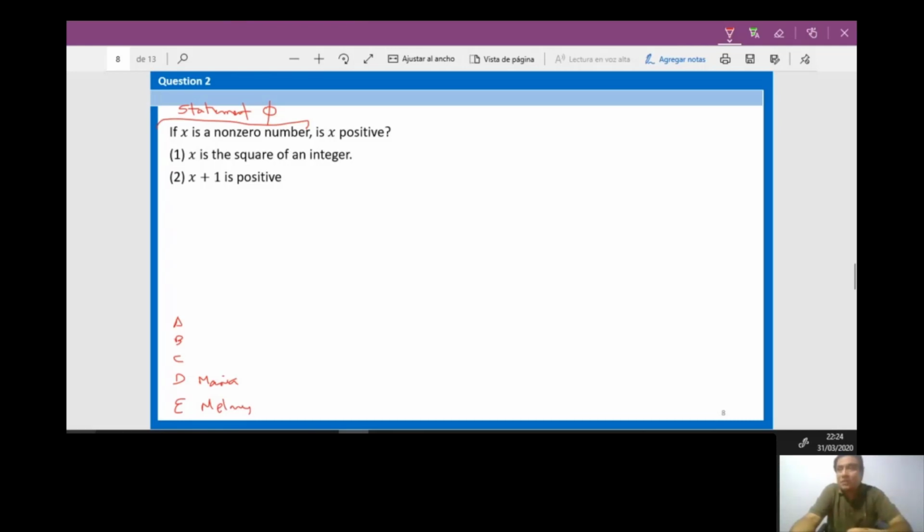All right, so let's see, okay? What do we have in statement 1? Now we have that x is a non-zero number that is the square of an integer. So that is to say, x could be the square of 5, which is positive. x could be the square of -2, which is also positive. And there are no more cases.